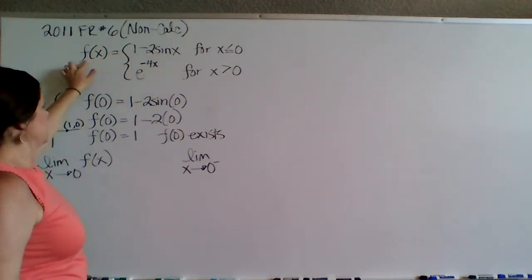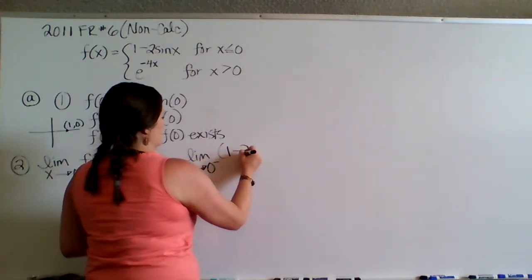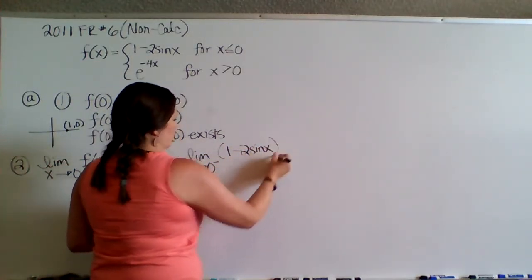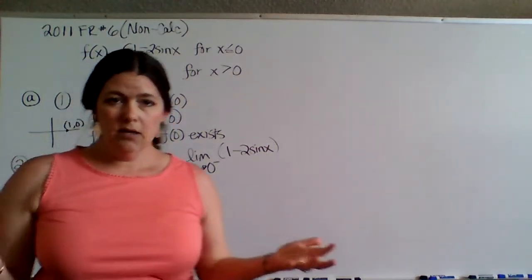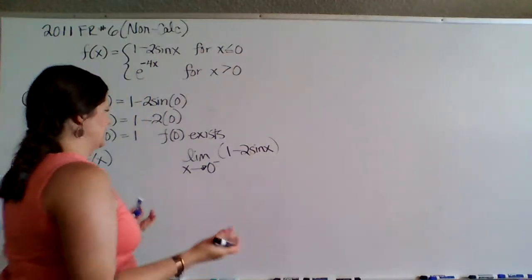So now instead of defining what I'm taking the limit of as f of x, I'm going to put the top piece, of 1 minus 2 sine of x. Well, what's the first thing that we try with limits if we're approaching a c? Oh, the first thing we try is direct substitution. So if we're trying direct substitution, why isn't this going to work?